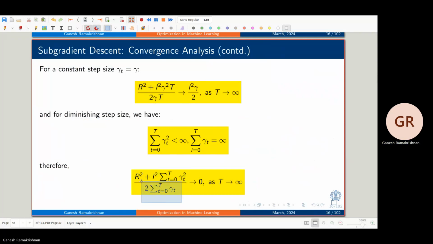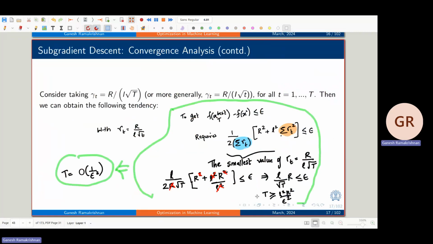This term actually we want to go to infinity, right? So the denominator has the summation of gamma t, and now it's to our advantage. The summation of gamma t in the denominator goes to infinity, the summation of gamma t square in the numerator is upper bounded, and overall this whole thing tends to 0. This is the reason why we were interested in the summation going to infinity.